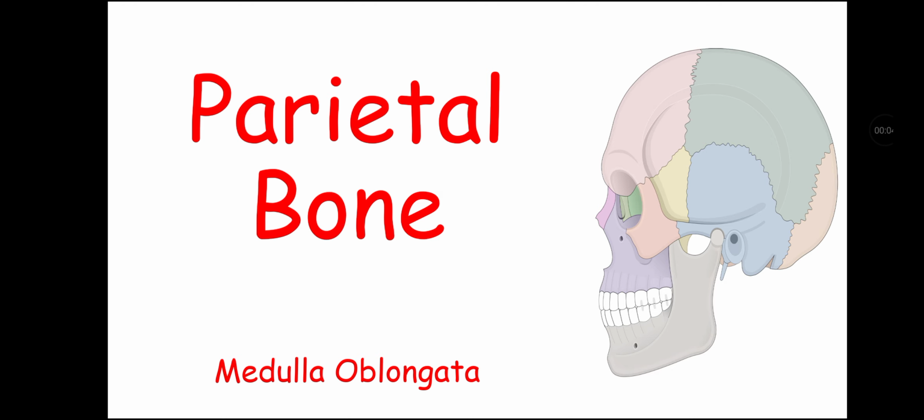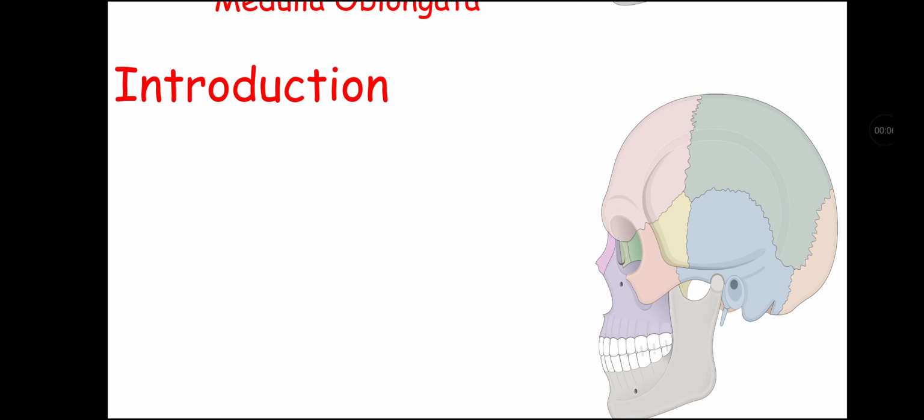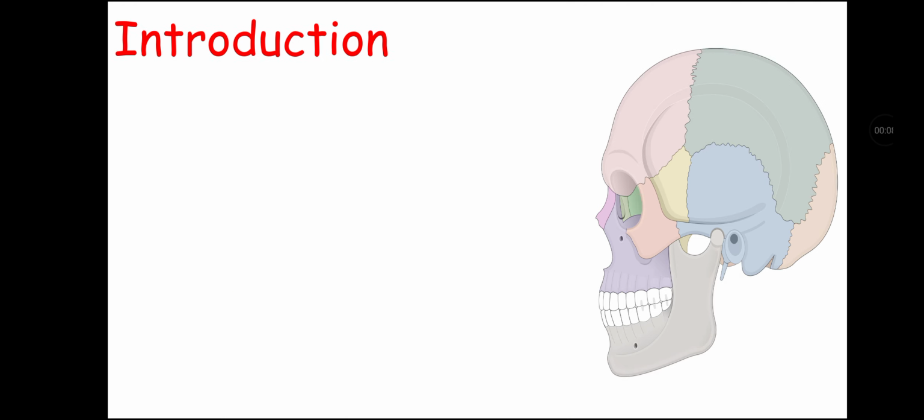Today we are going to talk about the parietal bone, and we'll start our topic with an introduction. If you see the diagram at the side, you can see the green area above is the parietal bone.